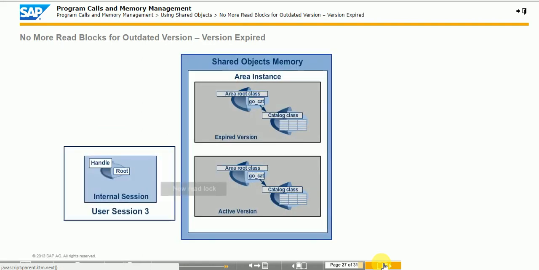When you remove the last existing read log from the outdated version, the outdated version expires. The garbage collector then deletes the expired version. You cannot set any read logs for versions that expire or use them to determine the number of versions. This is important if the system restricts the number of area instance versions.